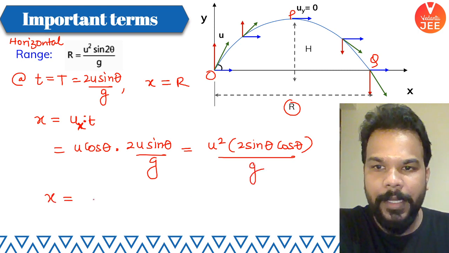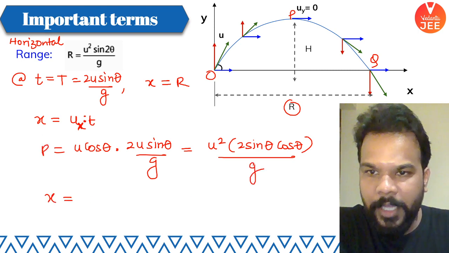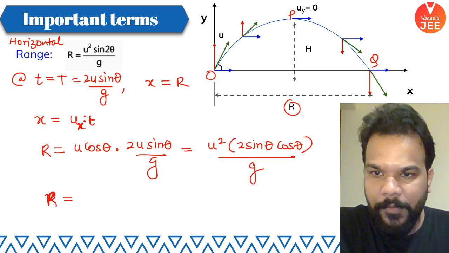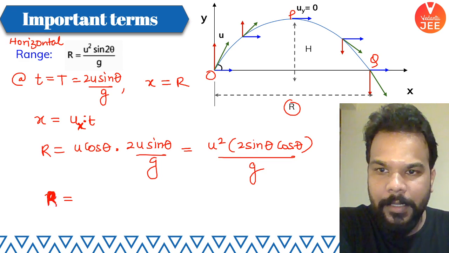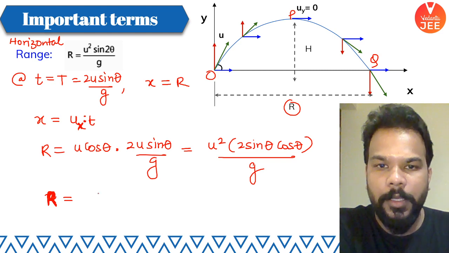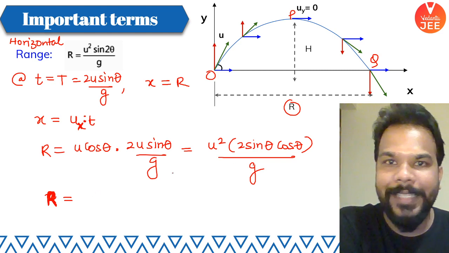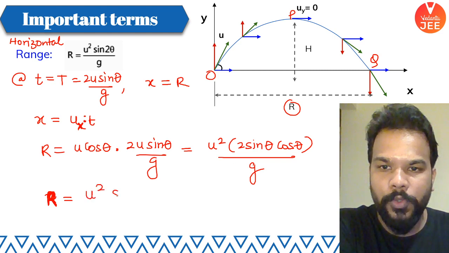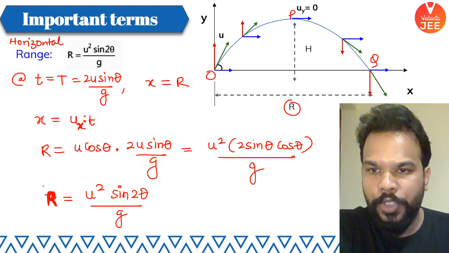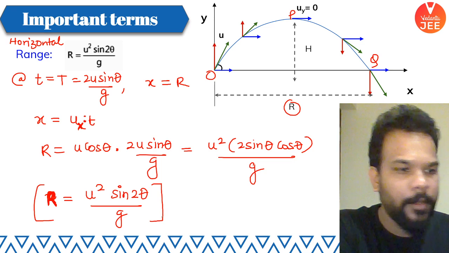So guys, what do I get? Oh, I have to put x as capital R when I'm putting small t as 2u sine theta by g. So 2 sine theta cos theta is sine 2 theta. So that's why I have u square sine 2 theta by g as the horizontal range.